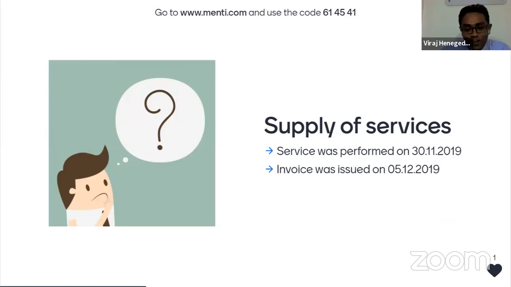I'll be testing your knowledge on this also. Keep it in your mind. If goods or services are supplied and after that the invoice is issued within 10 days, the date of supply is not the goods dispatch date or the service performed date. It should be the invoice date. Okay. Right.